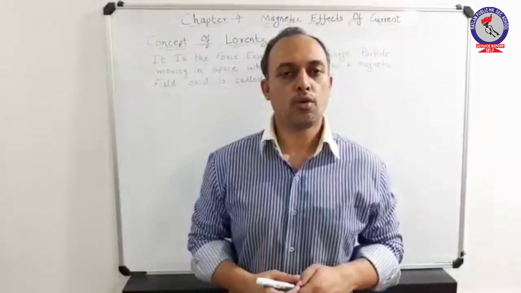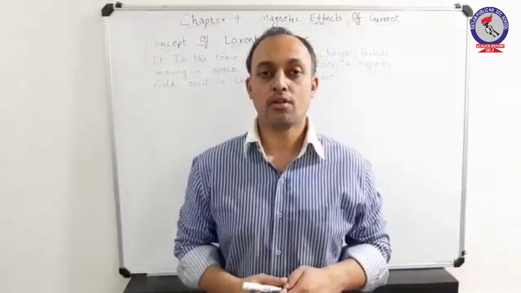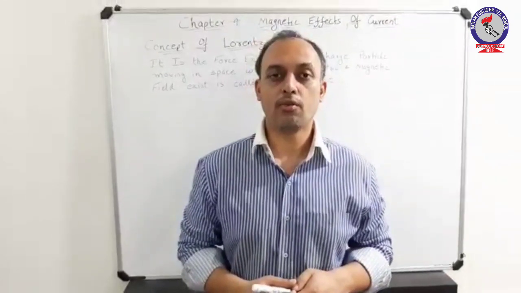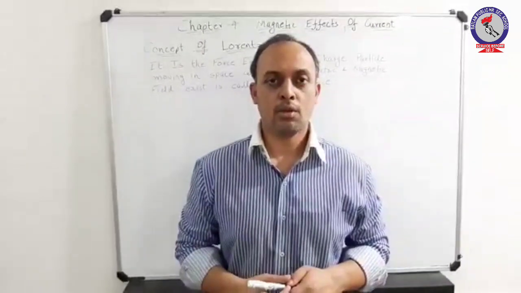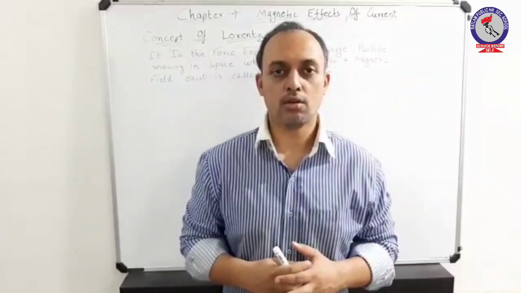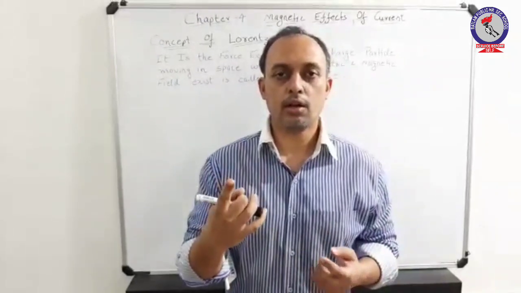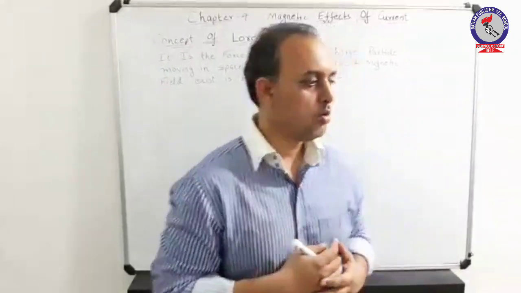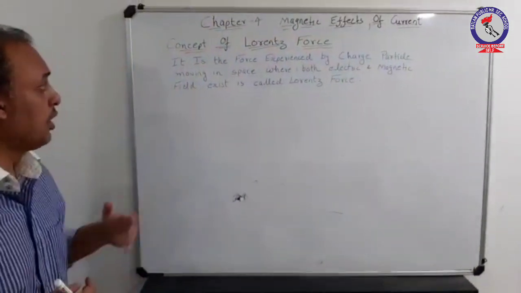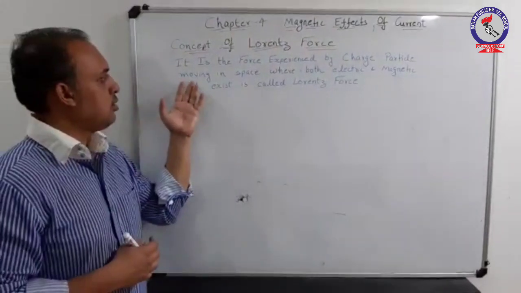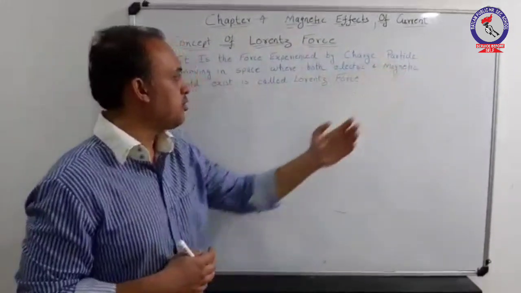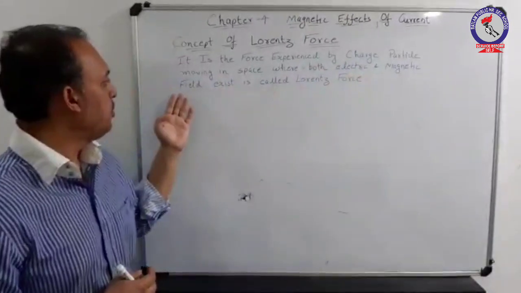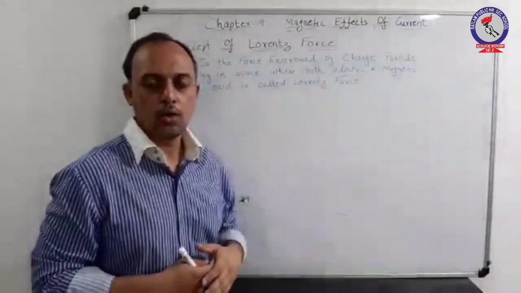The basic concept of Lorentz force says that if a charged particle exists at a place where both electric and magnetic field coexist at the same time, the combination of forces exerted on the charged particle due to electrical and magnetic both forces is known as Lorentz force. Let us go through the basic definition first. The definition says that it is the force experienced by a charged particle moving in space where both electric and magnetic field exist is called Lorentz force.